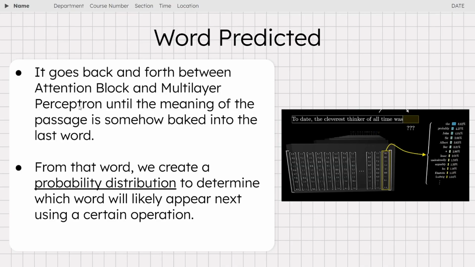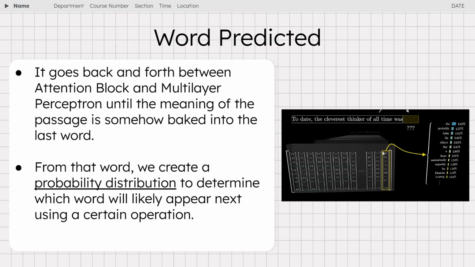and multi-layer perceptron, attention block, multi-layer perceptron, attention block, multi-layer perceptron, until the meaning of the passage of the input is somehow baked into the last word. So that word will have all the context inside of it, but through the values. The values are changed many times until they are somehow able to represent this first part of the input.